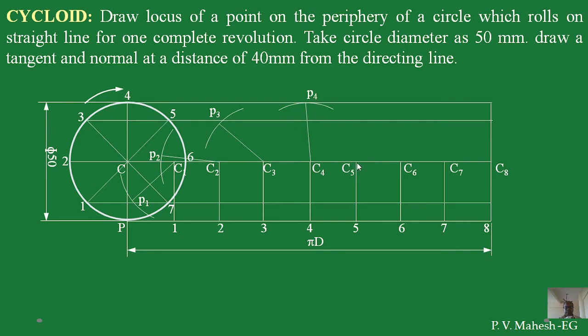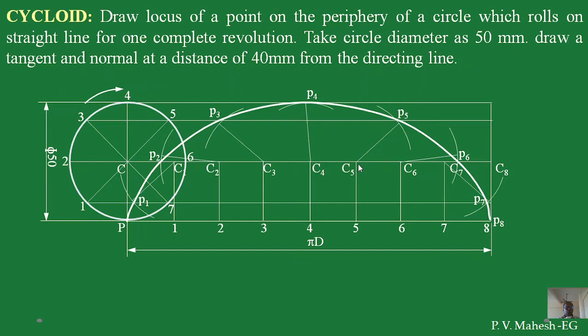Till now the curve is on this side. Now C5 is on the right side of C. So here the curve will cut on the right side of C5, and we get P5, because it is the line passing through 5 and from center C5. Similarly C6, P6, P7 and P8. If I join all these points with a smooth curve, then it is called the cycloid. So this is about the cycloid.